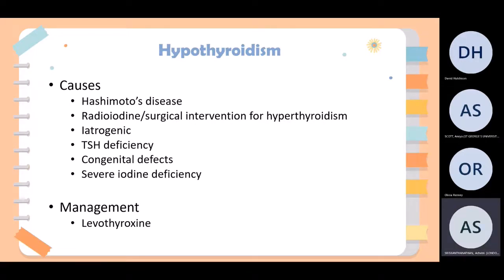So we're getting to the end. So just to go through some causes and some management. So for hypothyroidism, Hashimoto's is your autoimmune version of hypothyroidism. You can also have any kind of surgical interventions or radioiodine treatment, which can cause hypo as well. So removing the thyroid gland, for example, would lead to that. Idiopathic, so just no known cause. Having TSH deficiency, having iodine deficiency, but that has to be quite severe, and any sort of congenital defects.